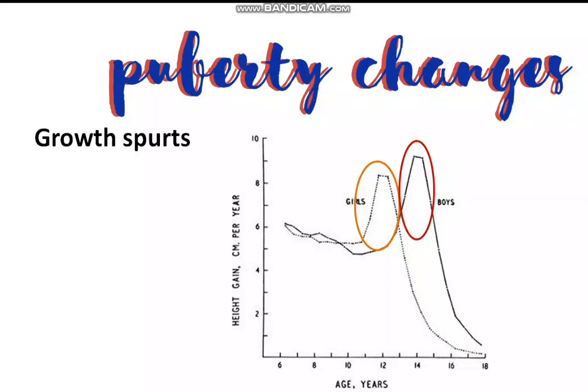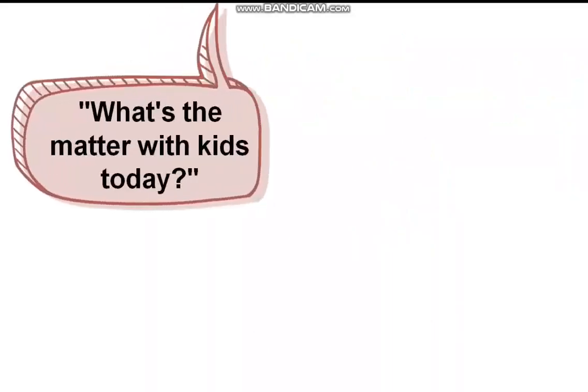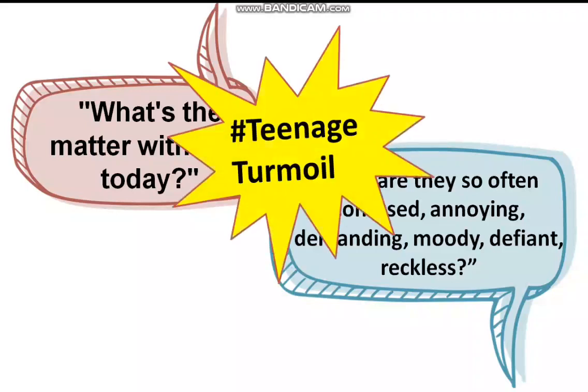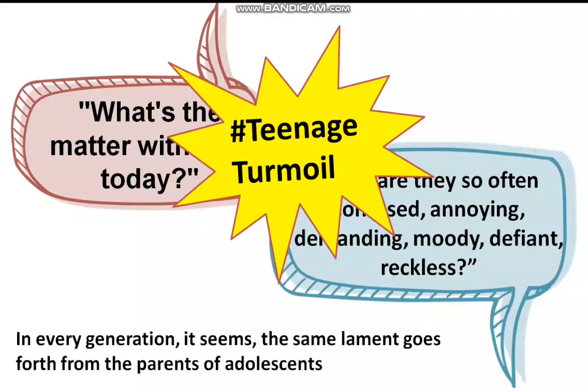We hear lots of adults say, "What's the matter with kids today? Why are they so often confused, annoying, demanding, moody, defiant, and reckless?" This is what we call #teenage turmoil. And the truth is, it doesn't just occur in our generation. In every generation, it seems the same lament goes forth from parents of adolescents.